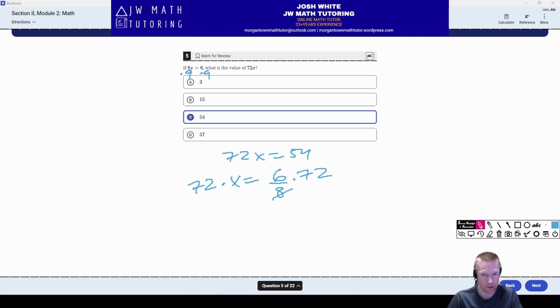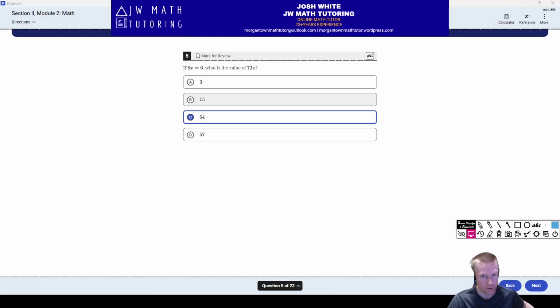And then you just have to take that value and multiply it by 72. You could go to Desmos and do this. I can do this again by multiplying fractions. 6 times 9, 54. We get the same exact answer for whichever method you choose.